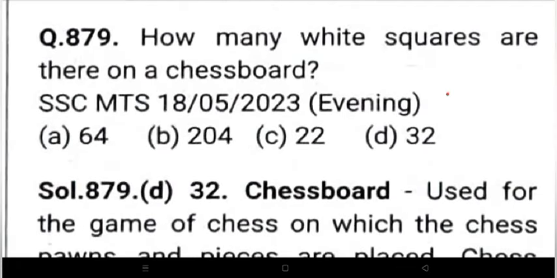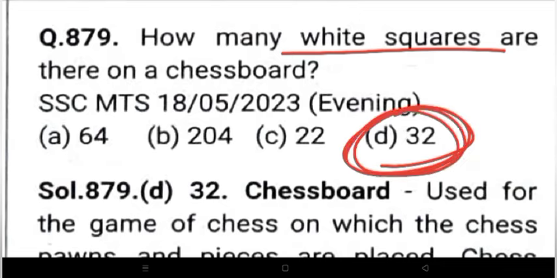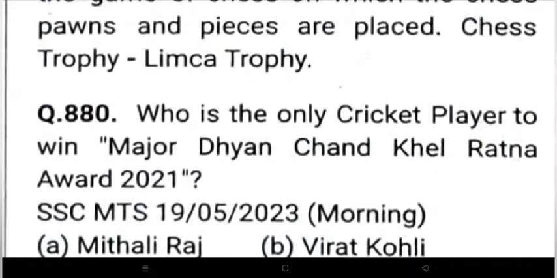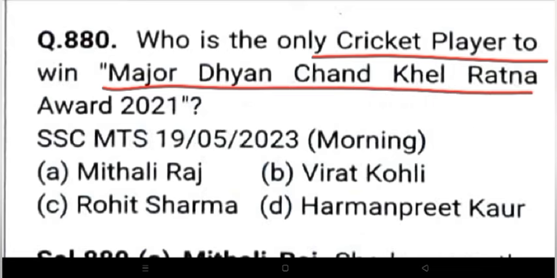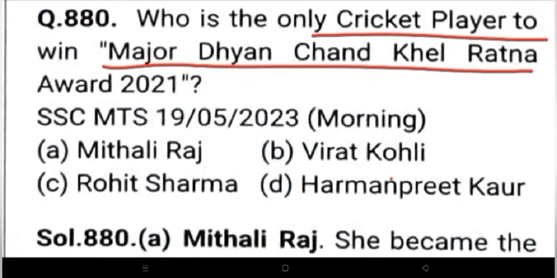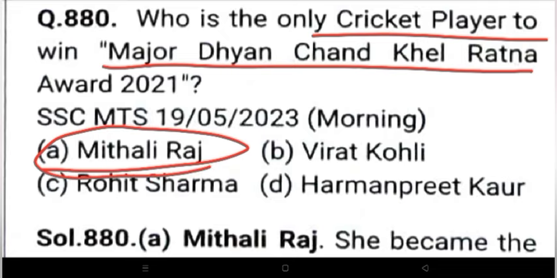Next, how many white squares are there on a chessboard? 32. Next, who is the only cricket player to win the Major Dhyan Chand Khel Ratna Award 2021? Mithali Raj.